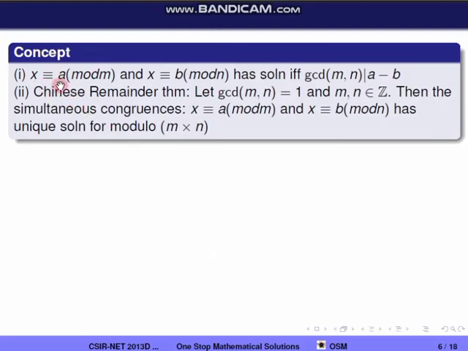x congruent to a mod m and x congruent to b mod n has a solution if and only if GCD of m and n divides a minus b. And the Chinese remainder theorem states: let GCD of m and n be equal to 1 for m, n belonging to integers, then the simultaneous congruences x congruent to a mod m and x congruent to b mod n has a unique solution modulo mn. So we'll move on to the question.